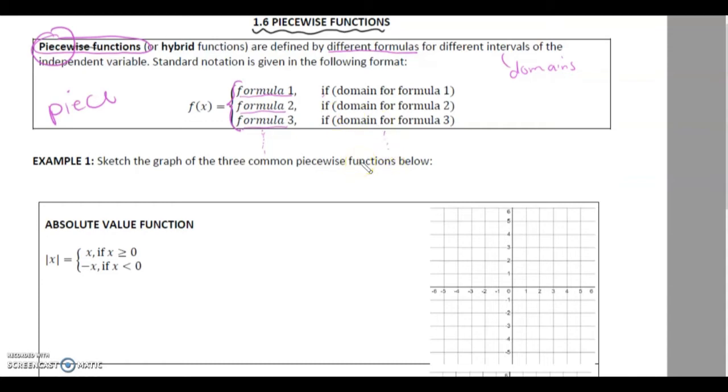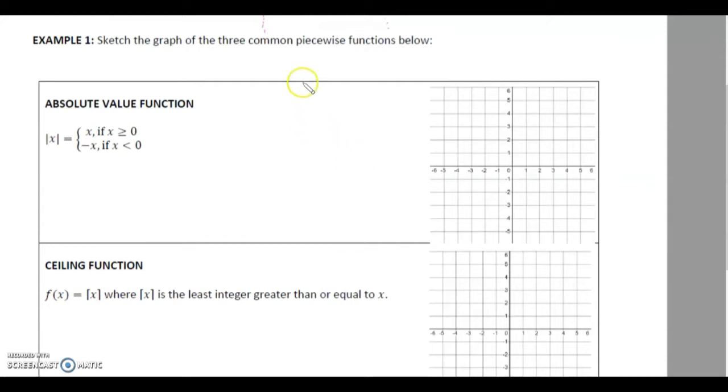Okay, so I'm going to give you an example. Sketch the graph of the three common piecewise functions below. This is one of the piecewise functions that we are going to be focusing on. It's the absolute value function. So we can put f at x equals, and then remember from 1.2, the two straight sidebars mean the absolute value function of x. So the absolute value function is actually a piecewise function.